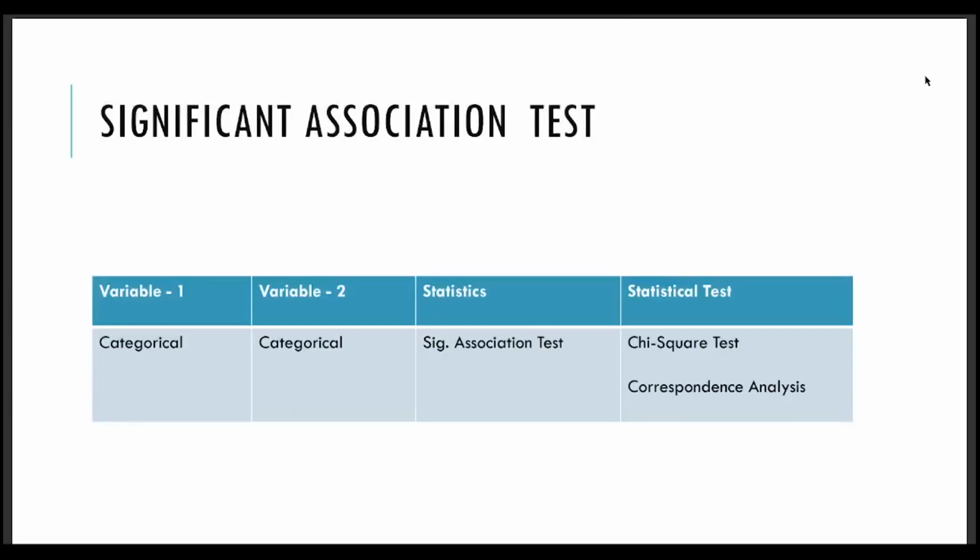So you may have a question: what is a significant association? What statistical techniques do I need to apply to find the significant association between two variables? If both the data are categorical in nature, then as I already told you, we need to perform a significant association test. In order to do a significant association test, you can apply two statistical techniques in SPSS. One is a chi-square test and another is a correspondence analysis.